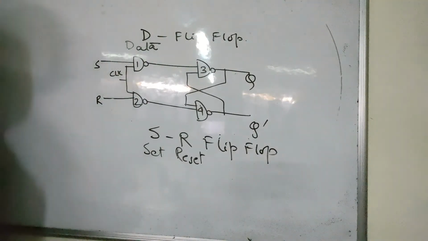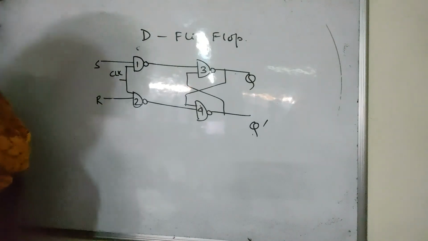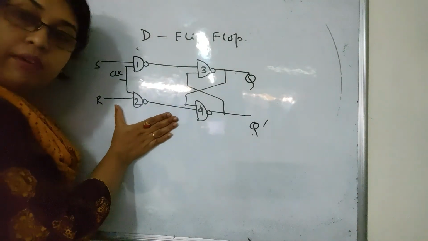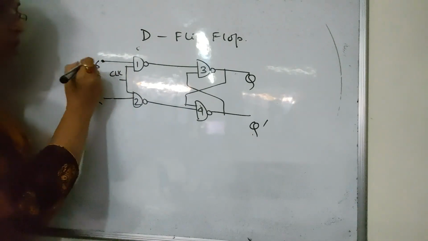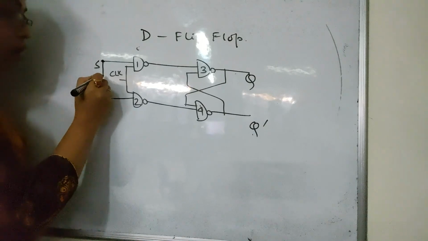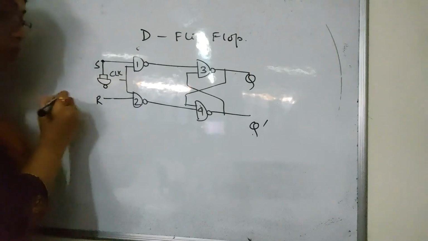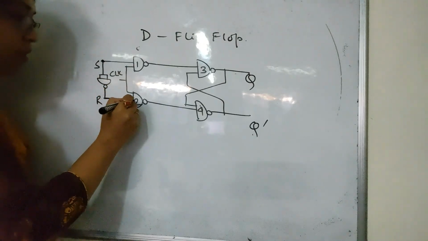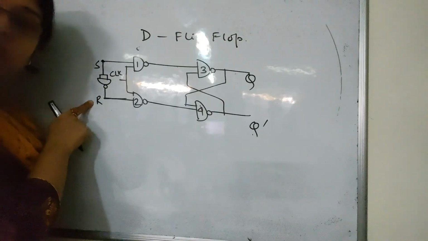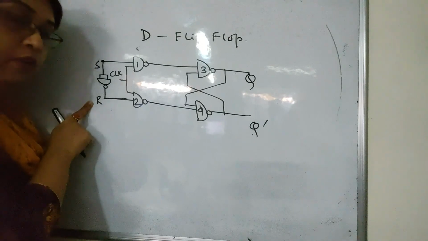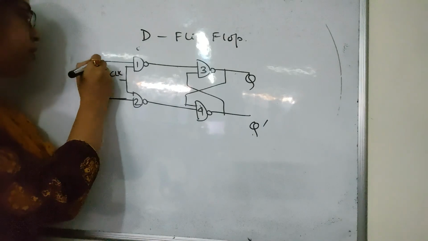Now, to get or to draw a D flip-flop, this is the SR flip-flop that we have done. We will take one signal from this S, pass it through a NOT gate, and then feed it back into this NAND gate number 2. So therefore, this double input flip-flop, that was SR flip-flop, is converted into a single input flip-flop, and we will consider this as D.